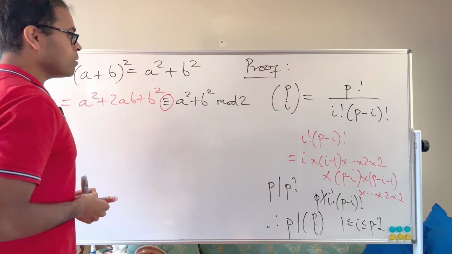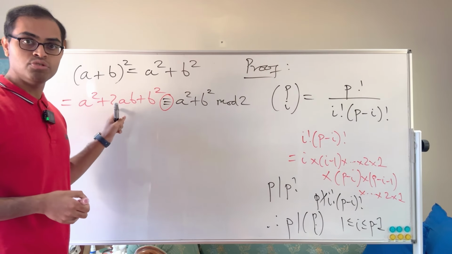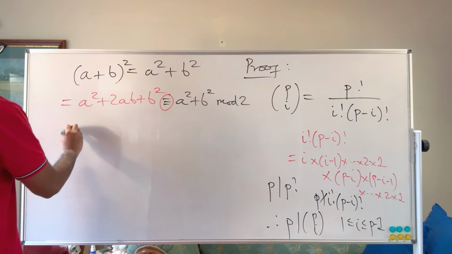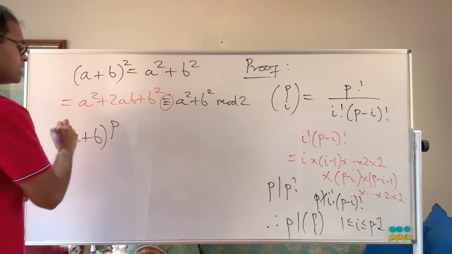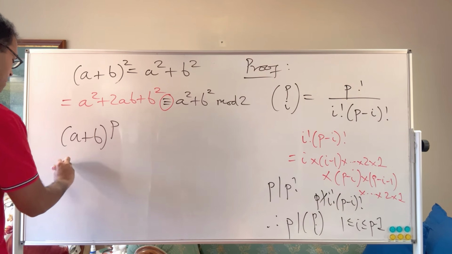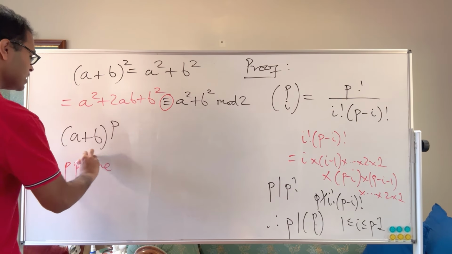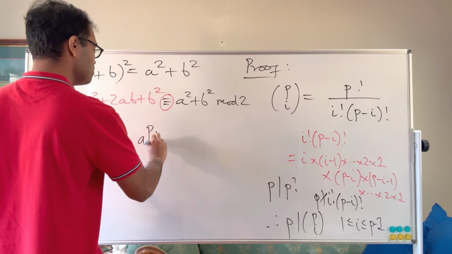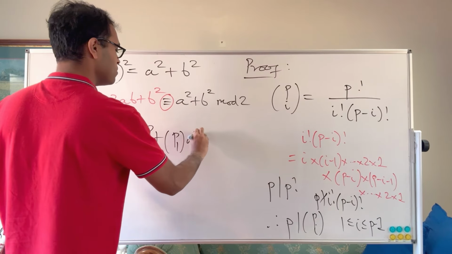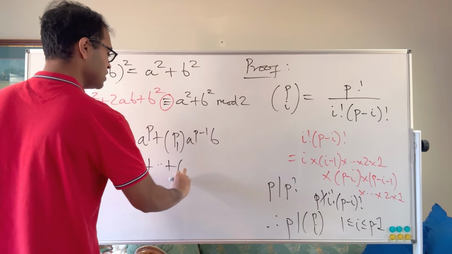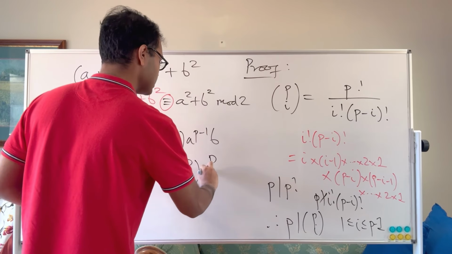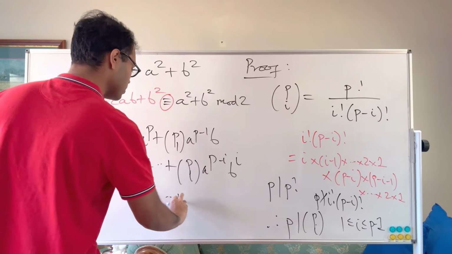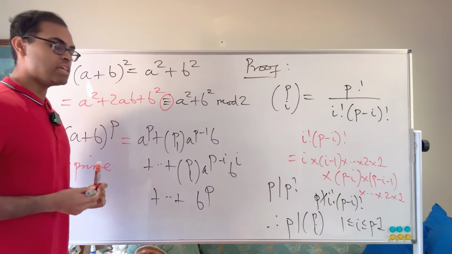This actually comes from the fact that the coefficient here is 2 choose 1, which is a simple case of what we just proved. But suppose I took (a plus b) to the power p, where p is a prime number, and I expanded this out. The binomial theorem tells us that this is a to the p, plus p choose 1 times a to the p minus 1 times b, plus dot dot dot, plus p choose i times a to the p minus i times b to the i, and it keeps going, plus dot dot dot, plus b to the p.